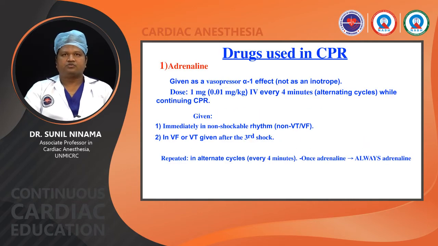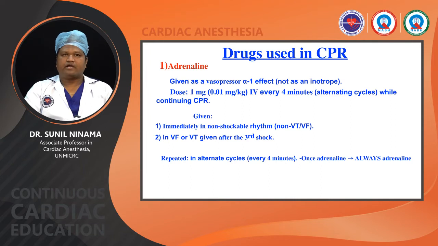There are some drugs used in CPR. The primary drug is adrenaline. We can use 0.01 mg per kg IV every 4 minutes while continuing CPR. The recent guideline says that in the case of a non-shockable rhythm, you have to give adrenaline as early as possible.